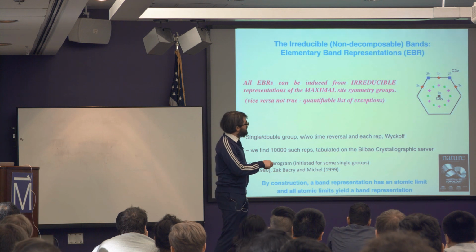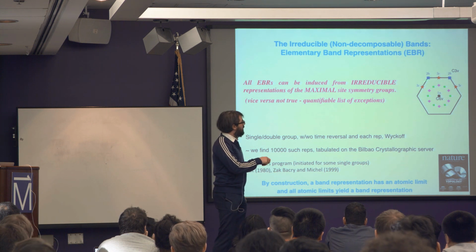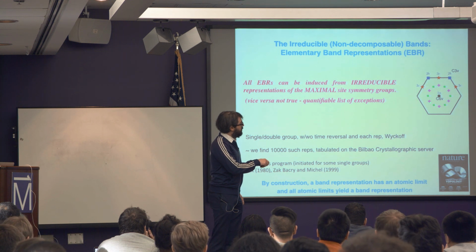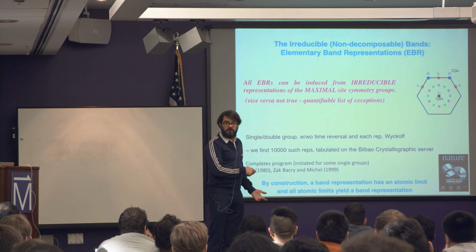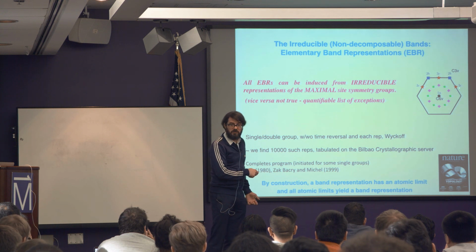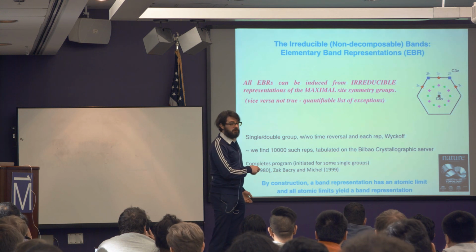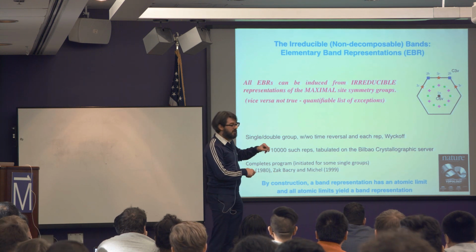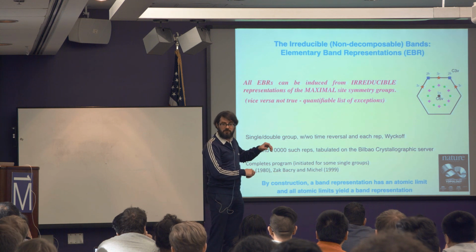So basically, these positions which are not maximal, the bands that are induced from these positions, so if I put an orbital here, which I have to put one here, here, here, here, here, the bands that are induced from these positions could be decomposed into elementary bands induced from this position or from this position. Okay? And which one of these positions you pick is in the list of these quantifiable exceptions.